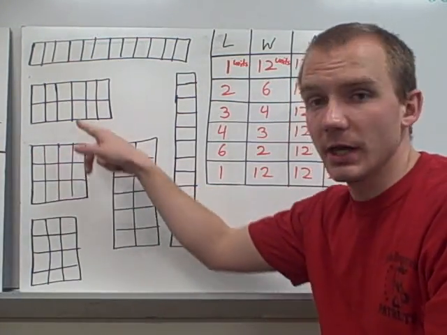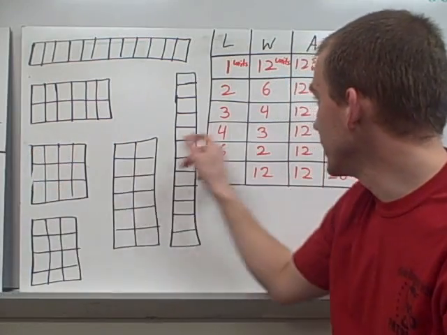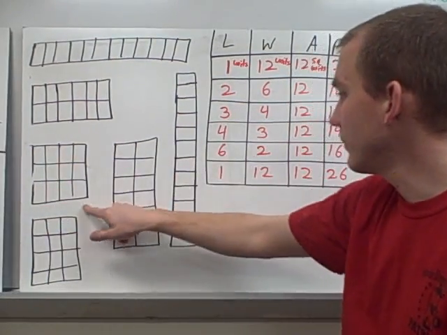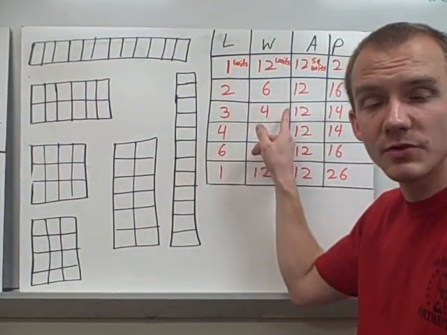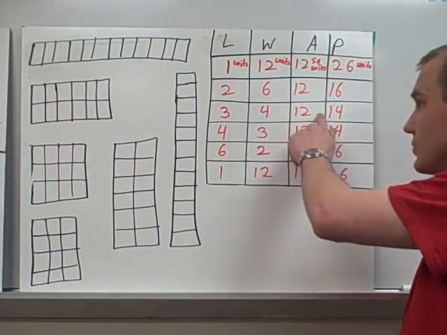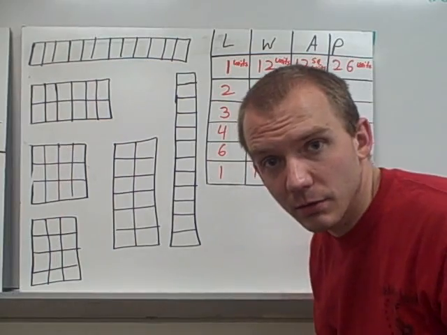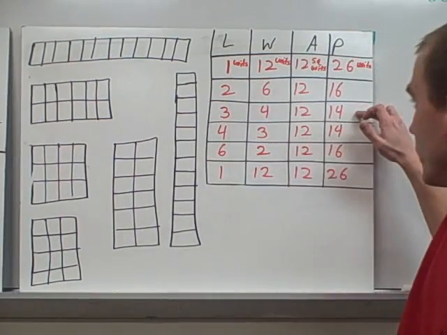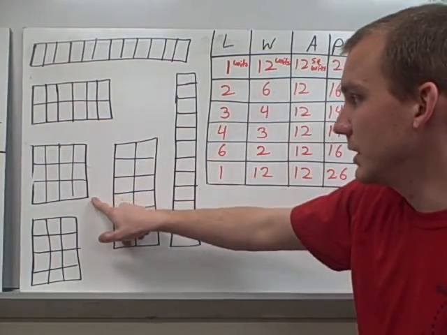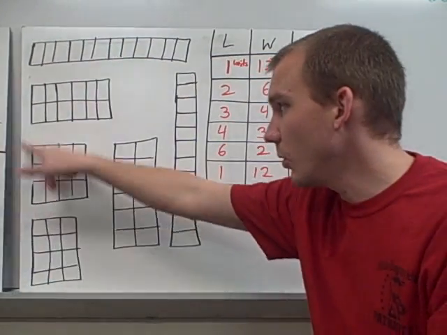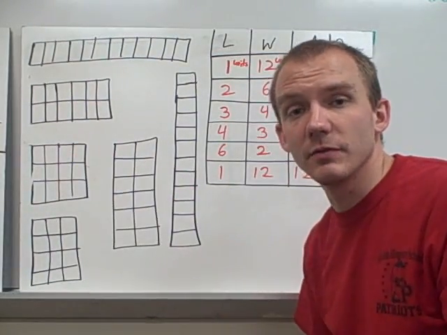Then I made this rectangle. This is 3 units long and 4 units wide, so 3 times 4 is 12 square units for area. 3 plus 4 is 7. 7 plus 7 is your 14 perimeter. Again, 3 plus 4 is 7. Your whole distance around the outside ends up being 14 units.